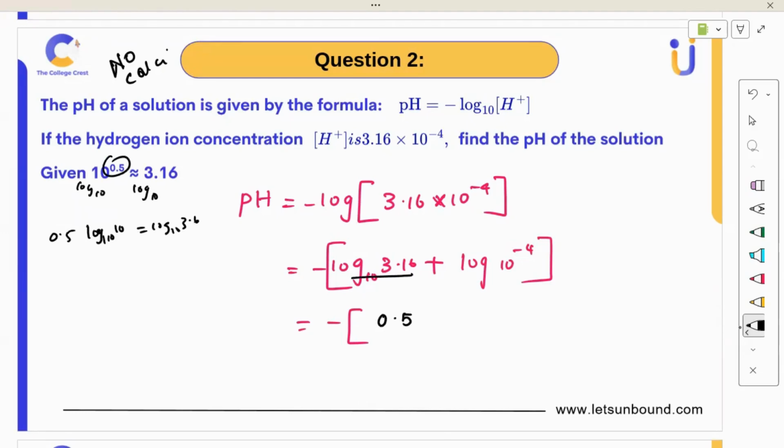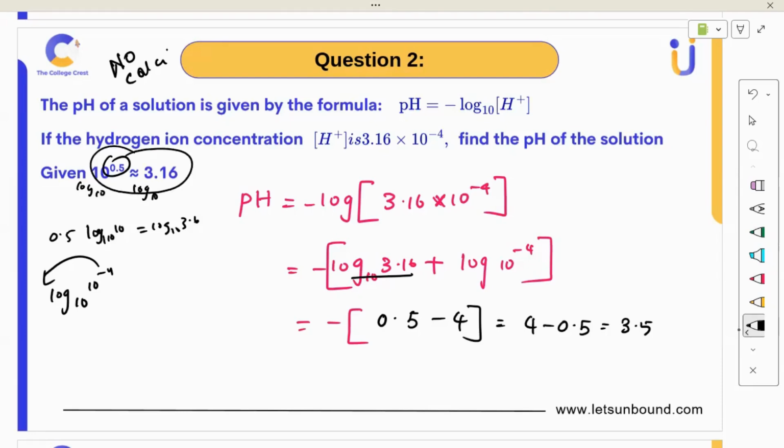And the other log means log of 10 power minus 4. Minus 4 will come from log 10 is 1. So minus 4. So 0.5 minus 4. And you take the minus inside, 4 minus 0.5, which is 3.5. Actually, it's an approximation. We did the approximation at this place itself, right? So put an approximate symbol at the final point. So this is the pH of the solution.